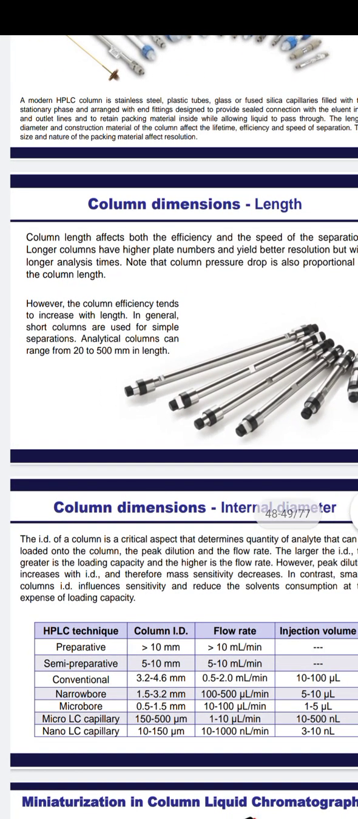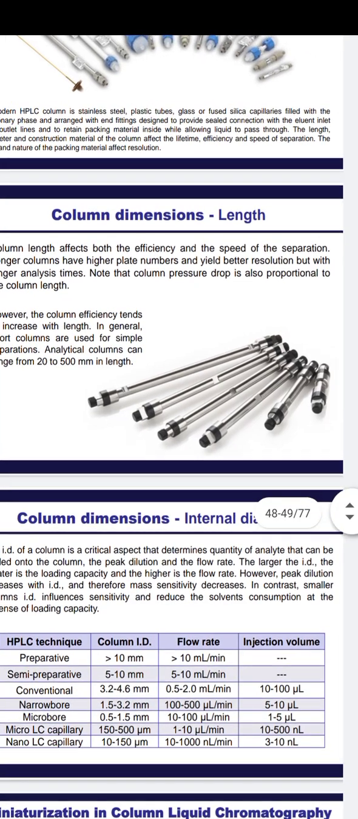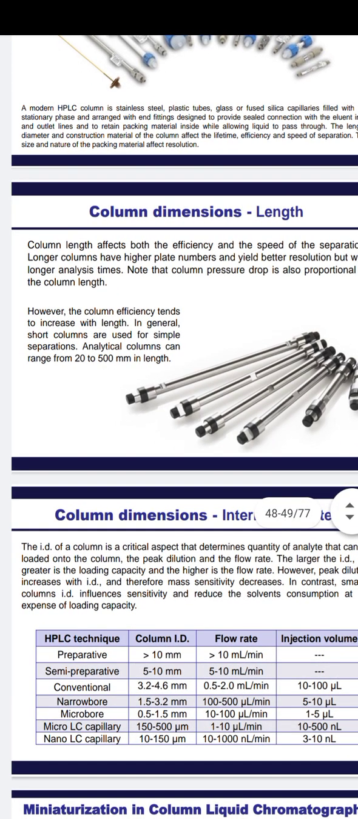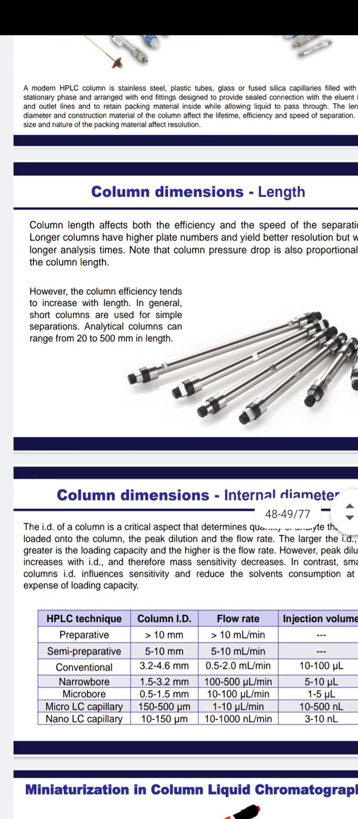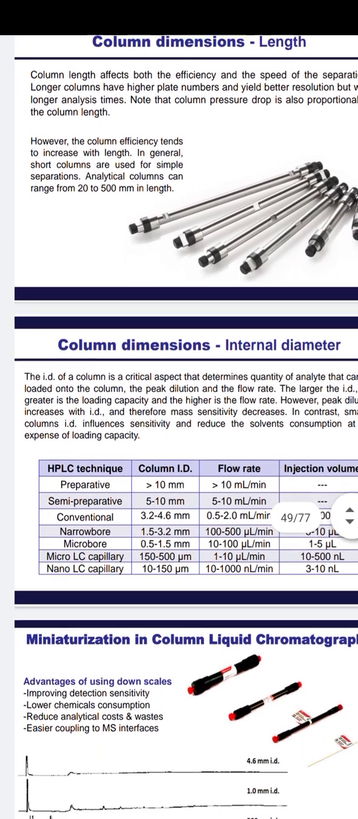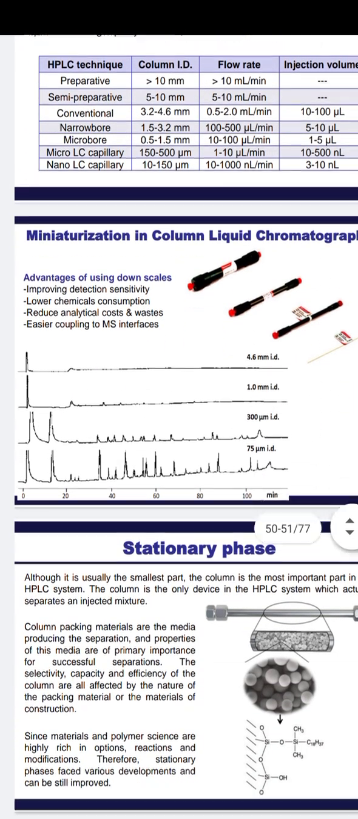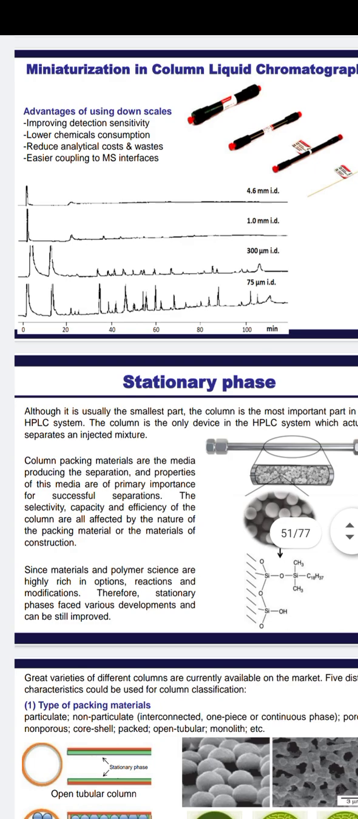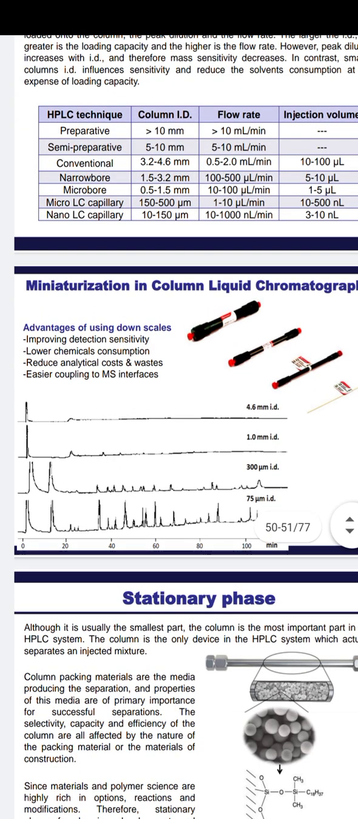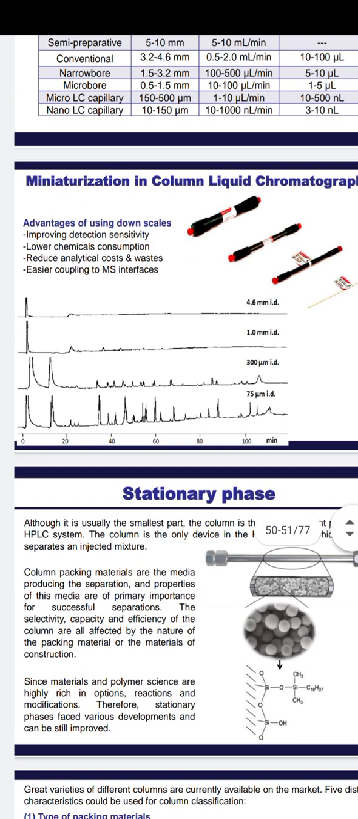Longer columns have high plate numbers and yield better resolution, but with a longer analysis time. Note that column pressure drop is also proportional to the column length. So this is some explanation about it.